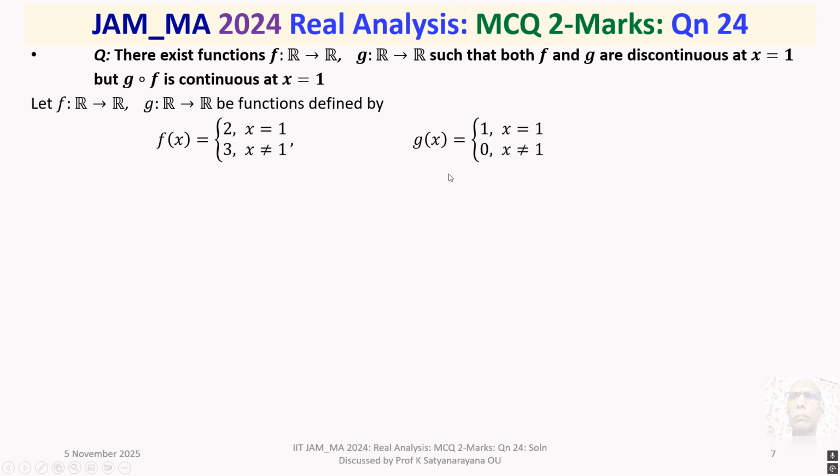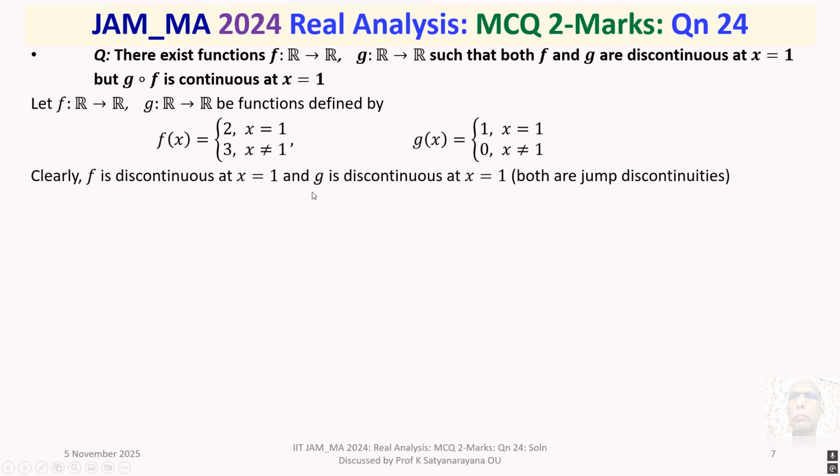By the very definition, it is very clear that the function f is discontinuous at x is equal to 1. Obviously, there is a jump. And g is discontinuous at x is equal to 1. There is a jump. So, both of them are jump discontinuities at x is equal to 1.